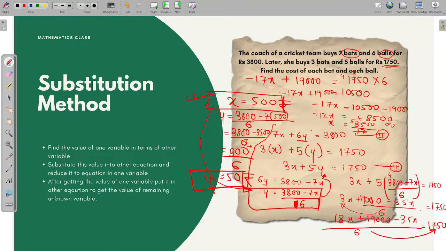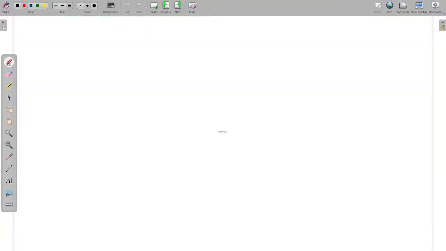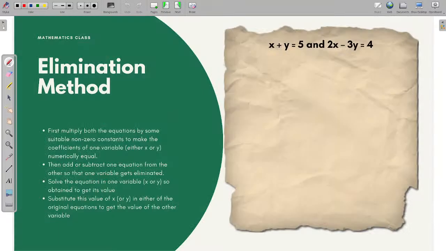Okay, now let's move on to the next type of method, that is elimination method. Now what is elimination method? In this method we have to eliminate one variable, and in that way we convert the equation to only one variable by eliminating the other variable, and the remaining equation you can solve by the normal method, right? So yeah, let's start with this method.